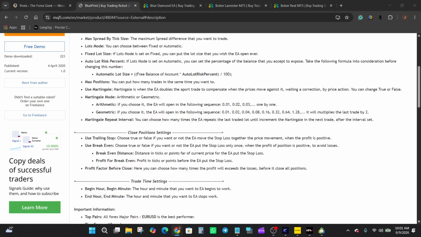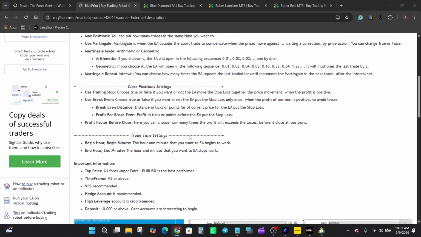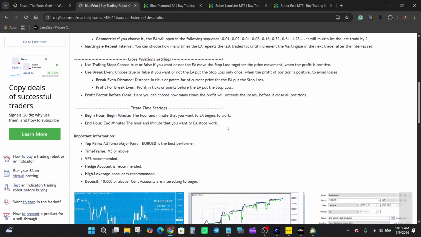The EA also includes trading session controls, allowing users to define specific start and end times for trading activity. Now, before moving into the backtest section, it is worth mentioning a few recommendations from the developer. A hedge account is recommended, VPS usage is suggested, high leverage is preferred, and the developer mentions a deposit of $10,000 or higher, while also noting that cent accounts can be an option for getting started. Now, let's just move over to the historical backtesting results.